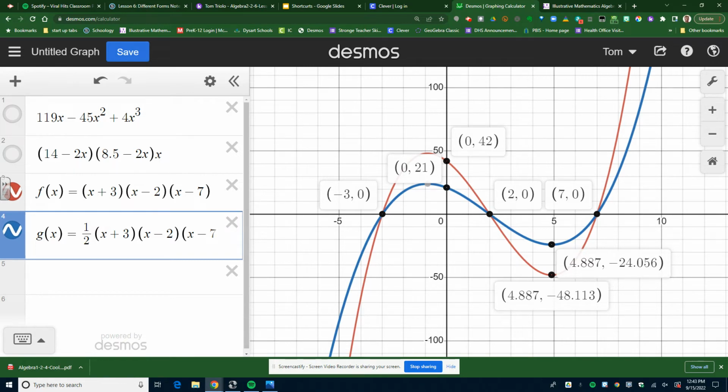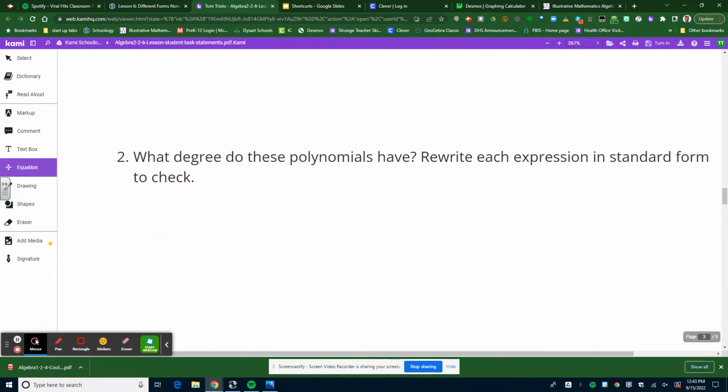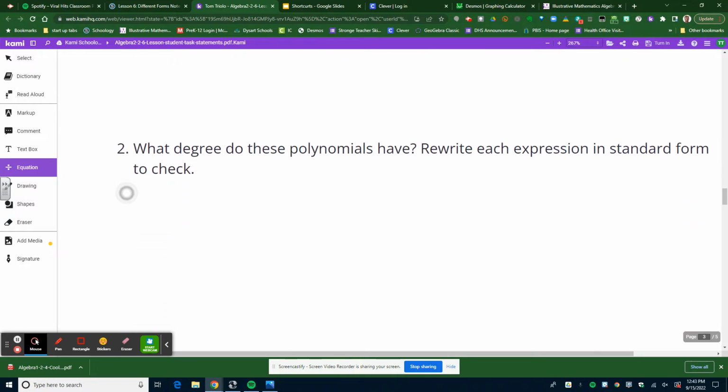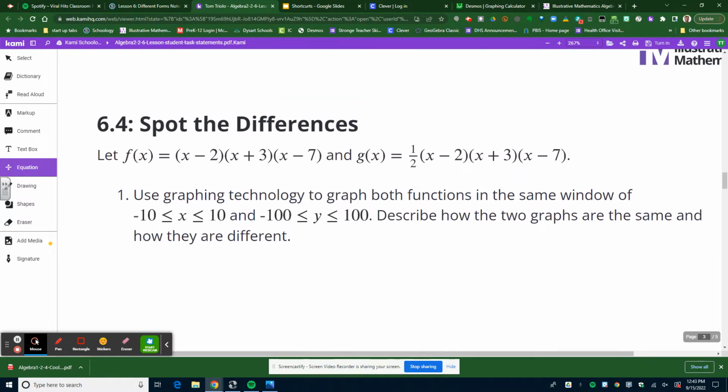All right. So we talked about it. We described how they're the same and how they're different. What degree are these polynomials? Okay, so take these and rewrite them. So I'm going to make you distribute at least 1, 2 times. Well, in this case, probably like.